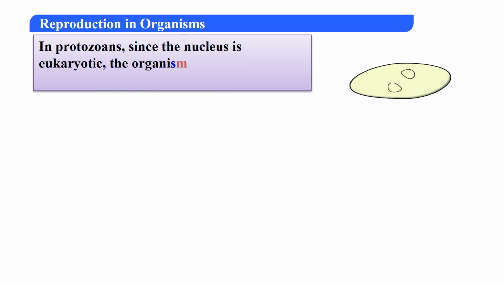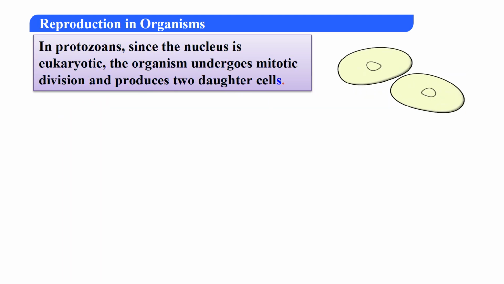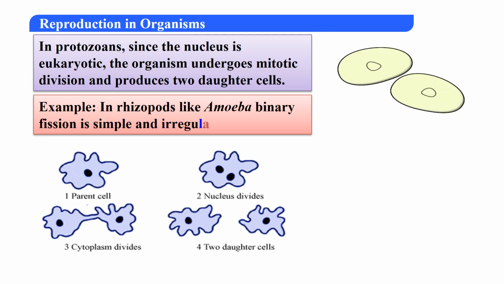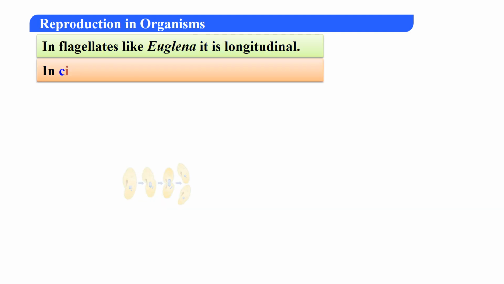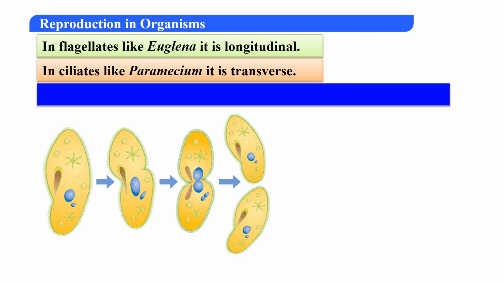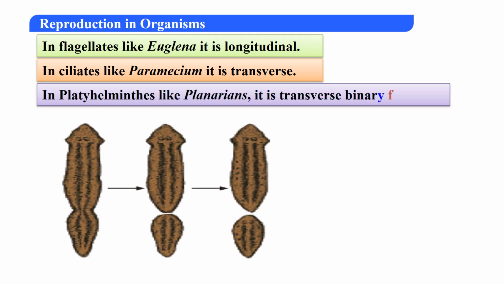In protozoans, since the nucleus is eukaryotic, the organism undergoes mitotic division and produces two daughter cells. Example, in rhizopods like amoeba, binary fission is simple and irregular. In flagellates like Euglena, it is longitudinal. In ciliates like Paramecium, it is transverse. In platyhelminths like planarians, it is transverse binary fission.